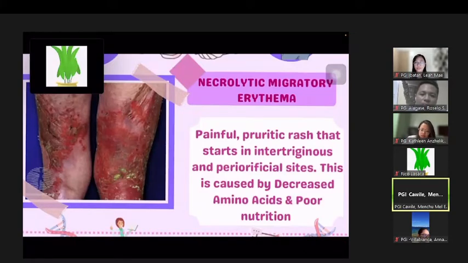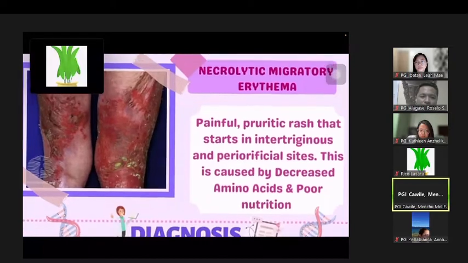This often starts out as pruritic and painful erythematous papules or plaques, which would gradually enlarge and coalesce to form bullous lesions. Mucosal involvement presents in the form of angular cheilitis, glossitis, stomatitis, and blepharitis. Patients may also have hair loss and nail dystrophy. So this is caused by decreased amino acids and poor nutrition.